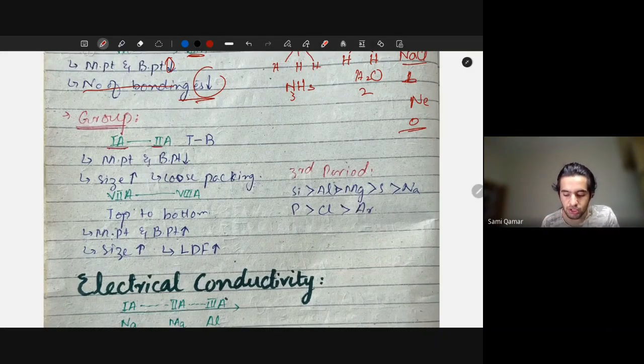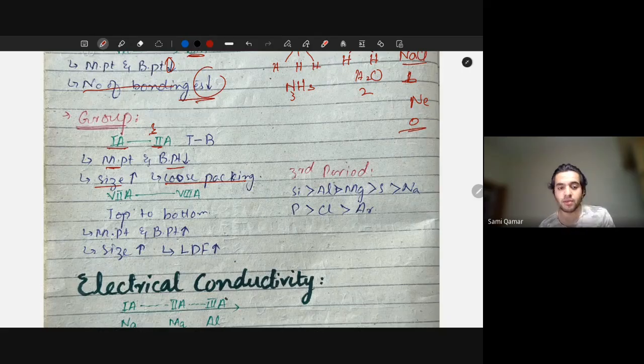If you move from 1A to 2A, from top to bottom, this is S block. 1A to 2A is S block. If you move from top to bottom, melting point and boiling point will decrease. Why? Because size is increasing and there will be loose packing. Why loose packing? Shielding effect is increasing.